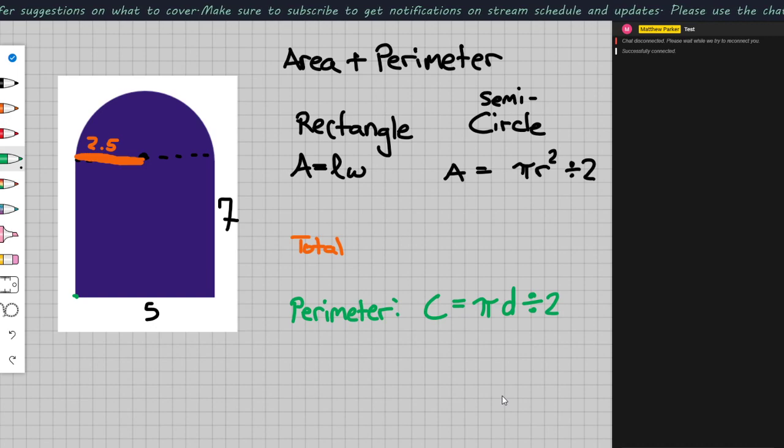So I want you to try that one out. And then we'll go over that one tomorrow along with the perimeter of that last one. We'll start with this, and then we'll end with the other one because that's a little bit challenging.